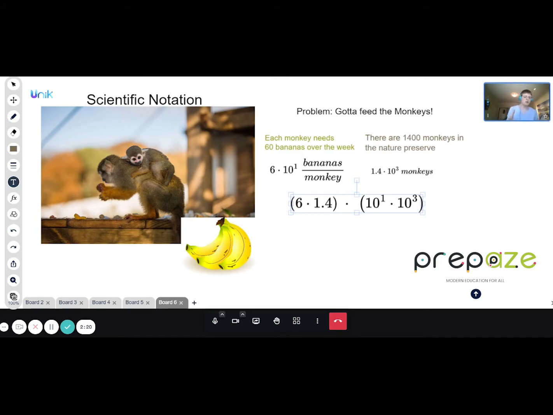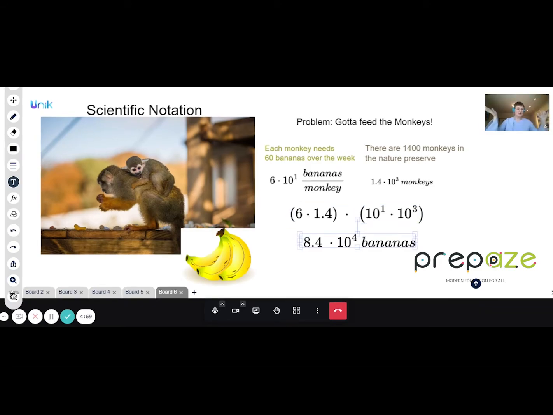But for this situation, we're multiplying, we're adding our powers together to get 10 to the fourth, and then 6 times 1.4 is 8.4. So great news, our representative number is still between the values of 1 and 9.9, and then using our multiplying powers rule, we just added the exponents together as long as they had the same base. We end up with 8.4 times 10 to the fourth.